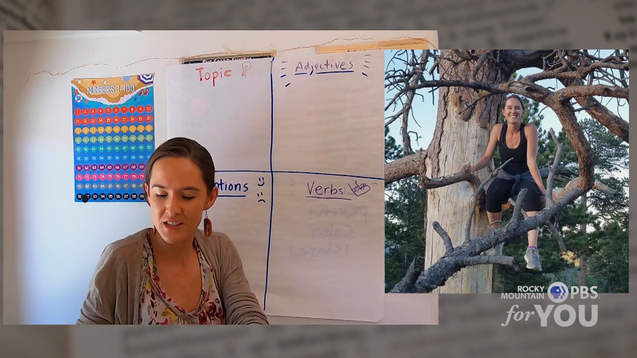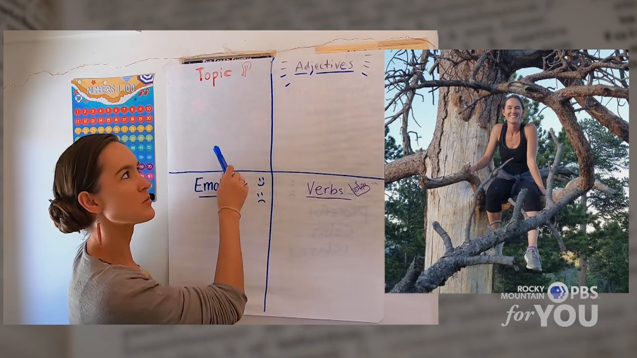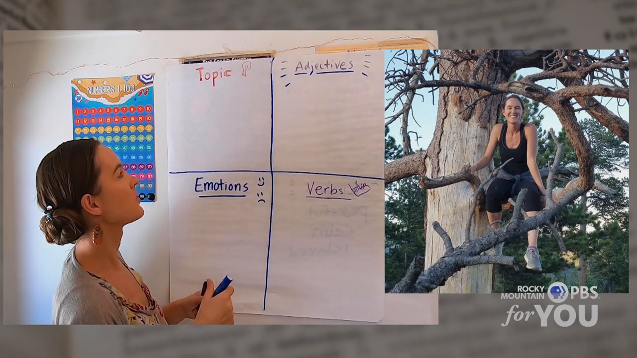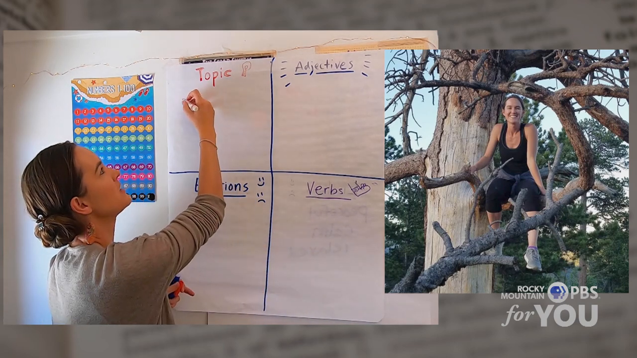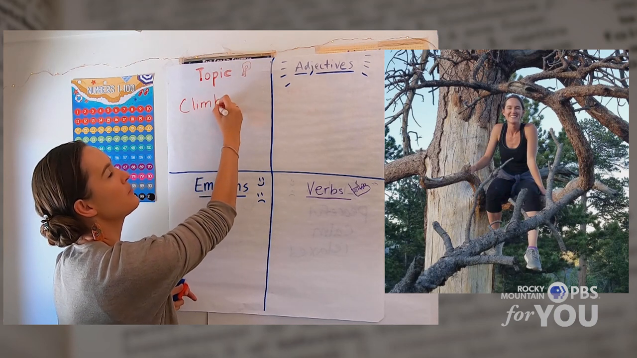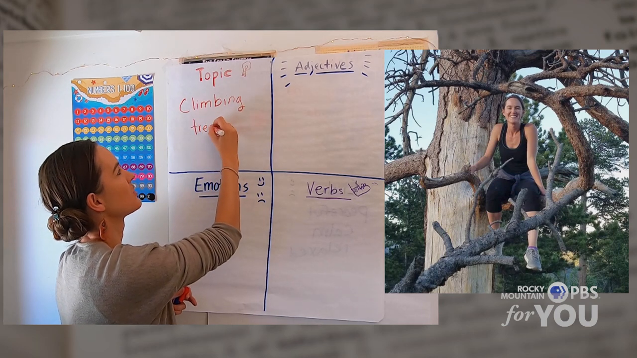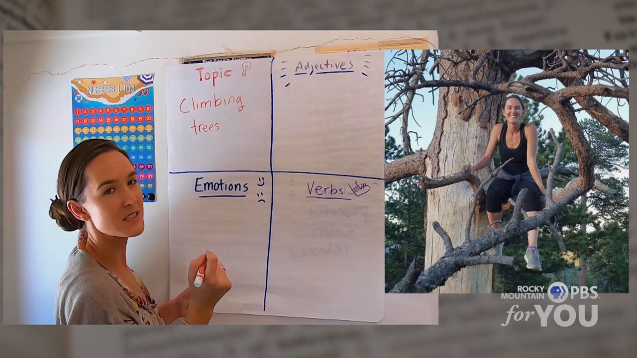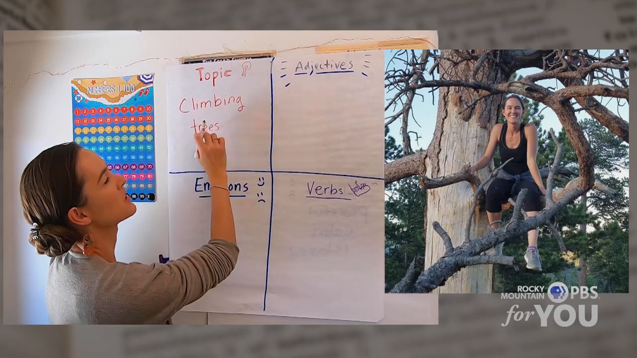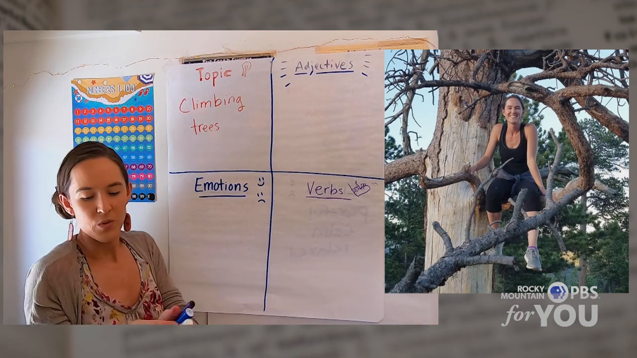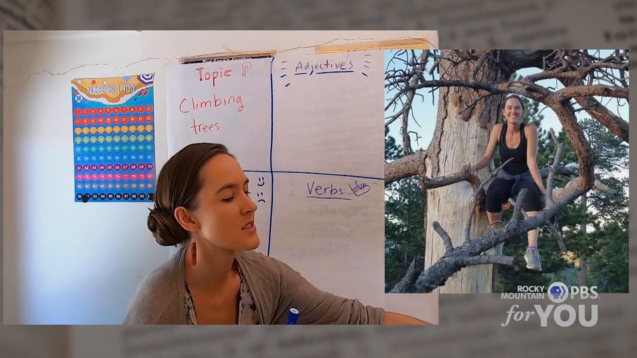Let's do the same process with this photo. Will you help me? Okay, so remember, we need some good words for my poem. Here we go. The topic, or the idea I'm writing about, is going to be climbing, right? Climbing trees, right? Because climbing trees is something I do all the time. I am climbing trees all the time.